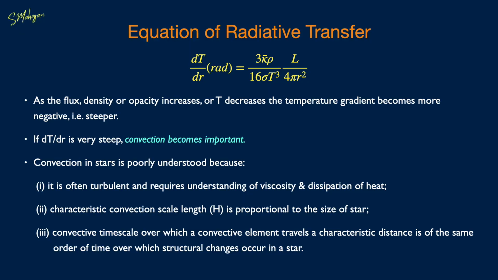Convection in stars is not very well understood because it is often very turbulent and requires an understanding of the energy dissipated and the viscosity of the plasma. Our current understanding is that the characteristic convection length scale represented by capital H is proportional to the size of the star. The convection time scale, that is the time taken by a convective element to travel a particular distance, is often equal to the time scale over which structural changes occur in a star.